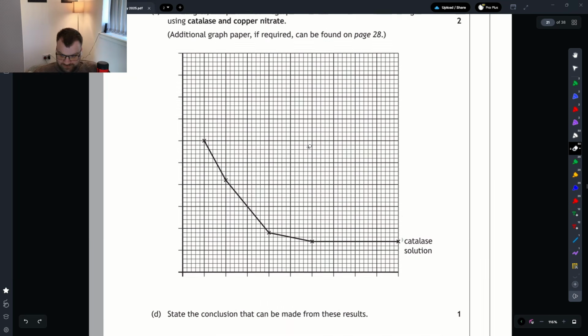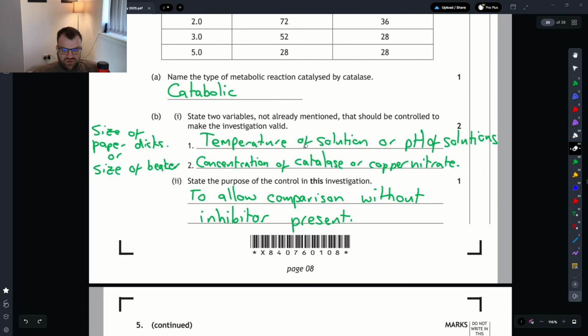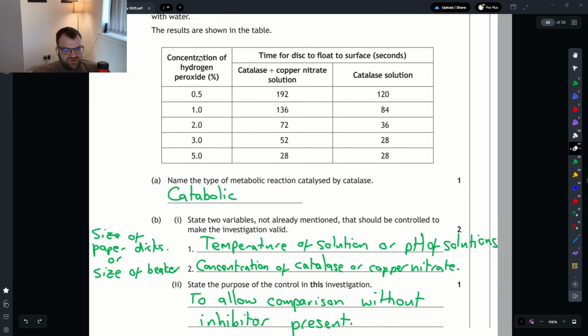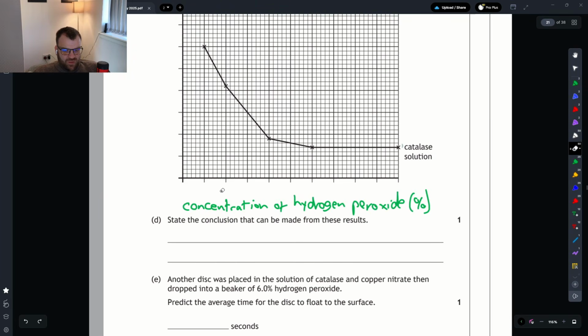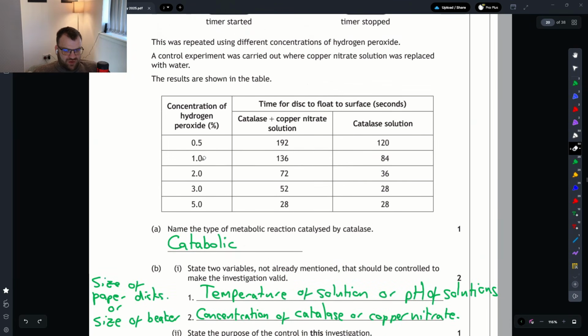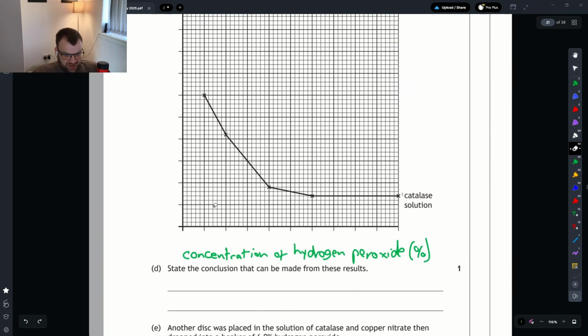Graph time. So your concentrations of hydrogen peroxide will go along the bottom. Typically, if the graph and the table are made correctly, the left-hand side of the table will be the bottom of the graph. So concentration of hydrogen peroxide in percentage. We can then look at the numbers we've got. There are values at 0.5, 1, 2, 3, and 5. So the first dot here is going to need to be 0.5. So we must be going up in 0.5s all the way across.